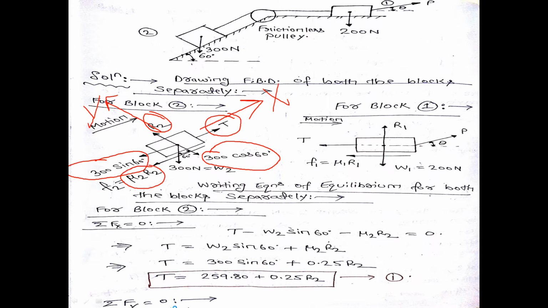Once you get the reaction force R2, you can substitute the value of R2 in equation number 1. Finally, you will get the tension of the wire, that is 259.80 plus 0.25 times R2. R2 is 150 Newton. So finally, the tension in the string is 297.3 Newton, which is one part of this problem.